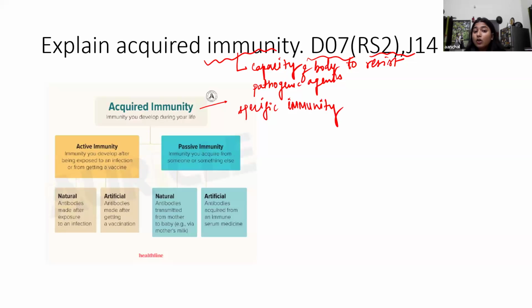Also, this type of immunity has memory cells. Whereas the other immunity, like innate immunity, is not specific to a particular thing because it is present since birth.